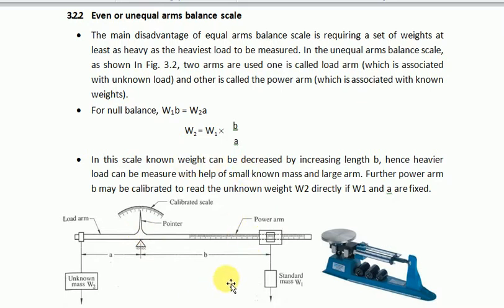So by this method you can equate the moments on both sides and find out W2, the unknown mass which we need to find. So W2 is equal to W1 into B by A. All these values are known, only W2 is unknown, so from that we can find out the unknown force.